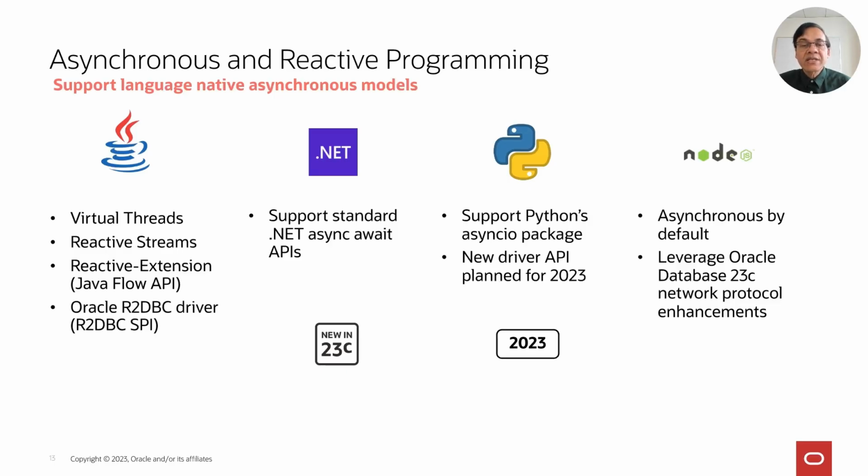So for asynchronous and reactive programming, you do see that the different languages are supporting different asynchronous models. And our goal is to support the language native asynchronous models for the different languages. For Java, JDK 19 has virtual thread support as a preview API. And you can use our JDBC 21c and higher with virtual threads support. And that will allow you to run your existing JDBC applications and get higher scalability.